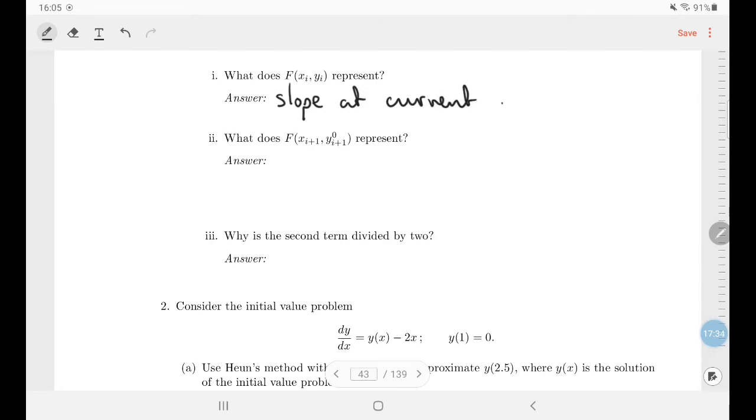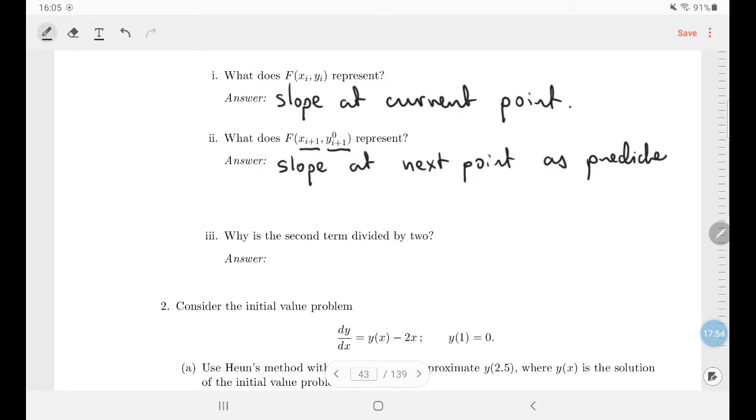Current point. What does this? So this is the next point, but the y as predicted by Euler. So this is the slope at next point as predicted by Euler. Why is the second term divided by 2? Because we're averaging two slopes.